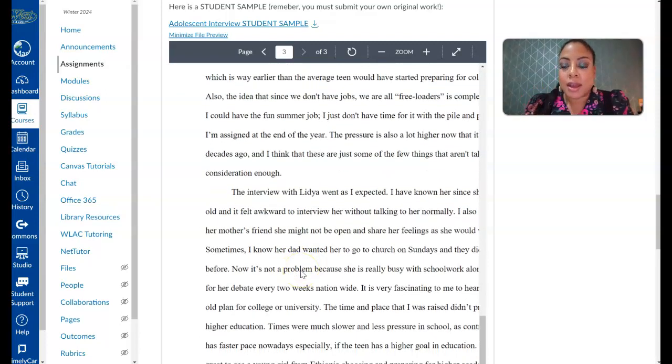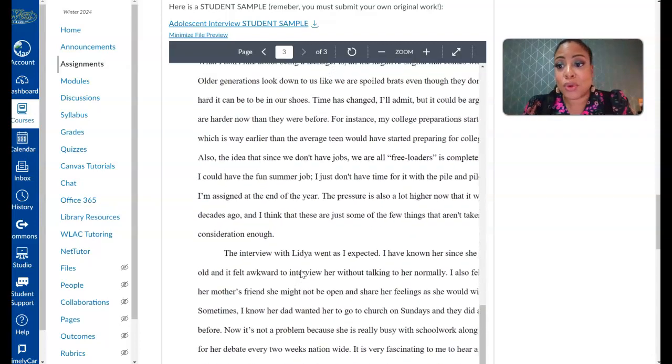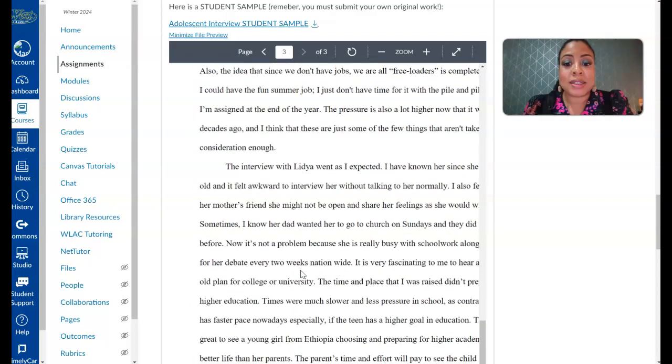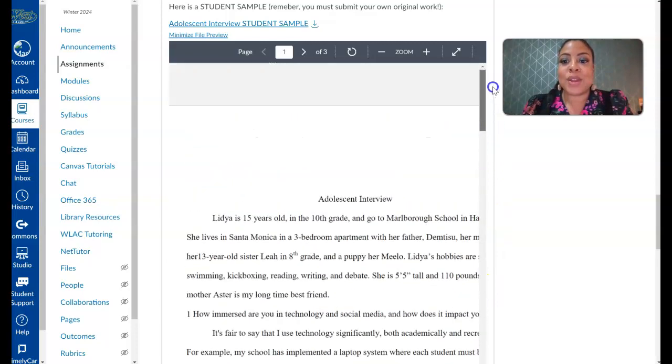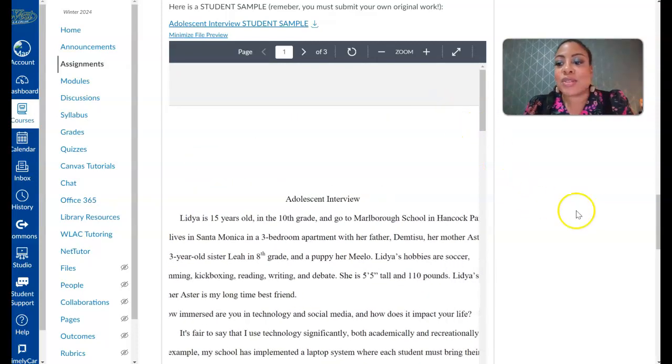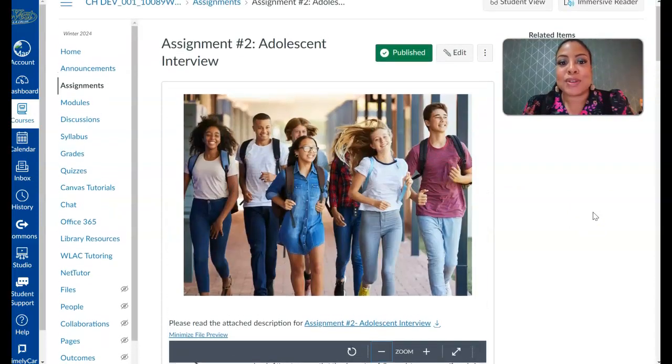So this student sample flows really well. There's lots and lots of detail, as you can see here. There's not just simple one word or one sentence responses, and everything's nicely labeled. So this is an excellent example. So hopefully that answers any questions that you might have about the adolescent interview assignment.